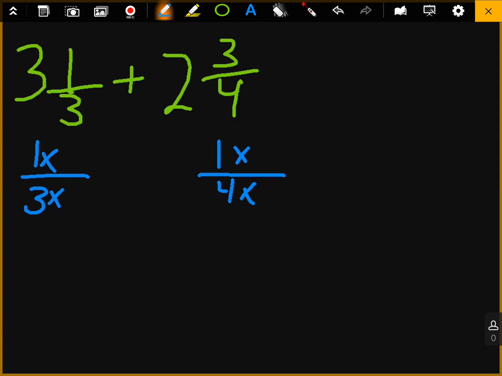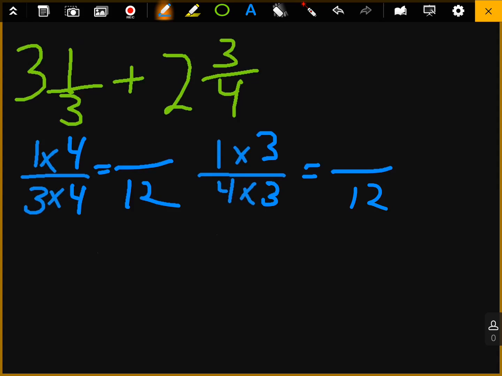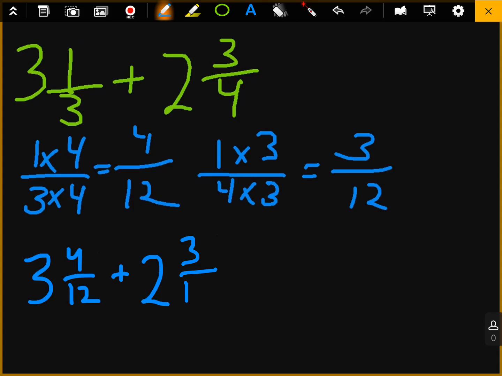So I'm going to multiply the 1 and the 3 by 4 and the 1 and the 4 by 3. That's going to give me my denominators as 12. Okay, 3 times 1 is 3, 4 times 1 is 4. So I have 3 and 4 over 12 plus 2 and 3 over 12.